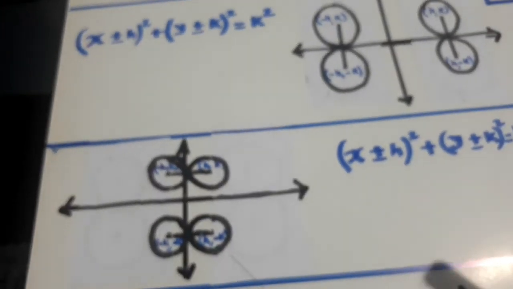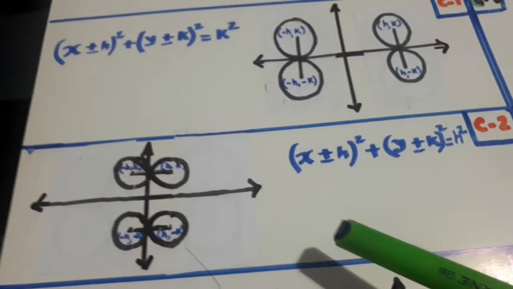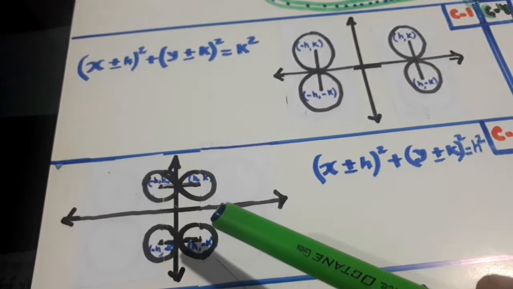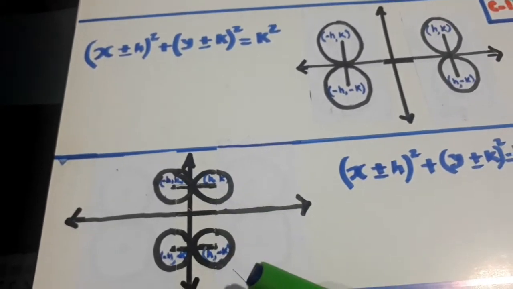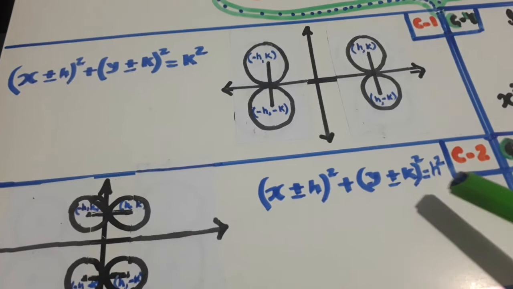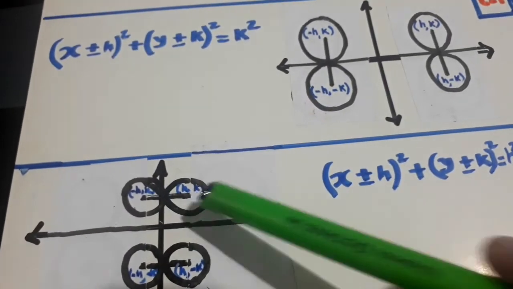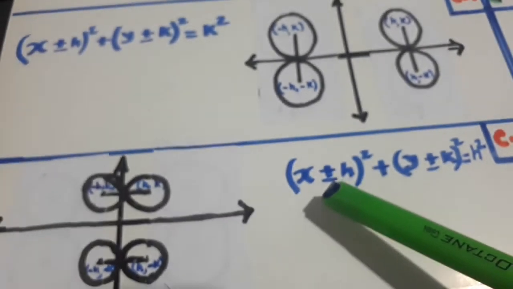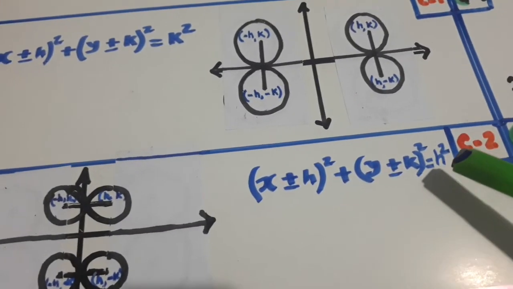Let us go to case number 2. This is case number 2. Again, in this case, there are 4 circles. They are touching the y-axis. So in this case, the radius will become h. Center is (h, k), radius is equal to h. So it will be (x minus h) squared plus (y minus k) squared is equal to h squared.